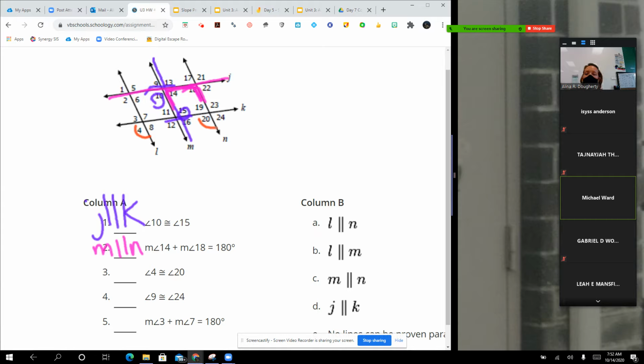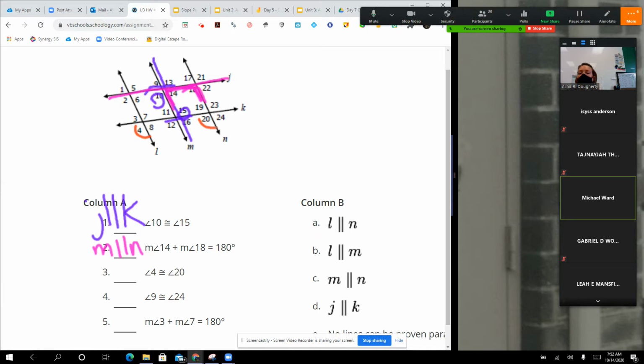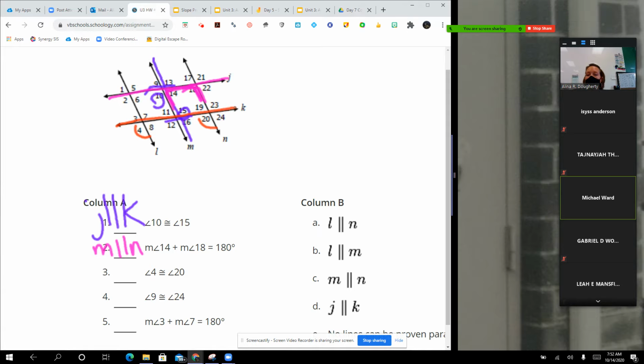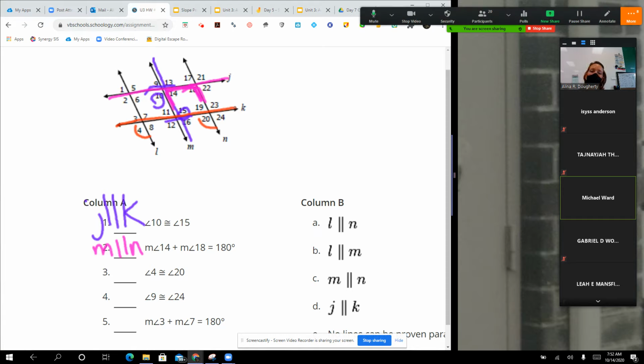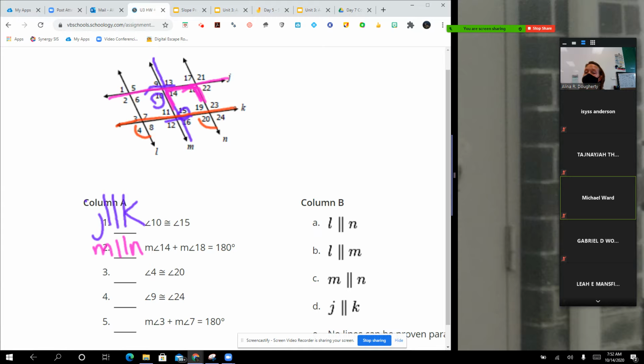What line is the transversal that connects them? If I'm on a subway, how can I go from 4 to 20? Okay, I got to take the orange line. So 4 and 20, should they be congruent? They're corresponding, so should they be congruent? Yes, everybody say yes. Even if you're at home and on mute, everybody say yes, so I can hear it. Okay. So 4 and 20 are on transversal K. They should be congruent. They are congruent.